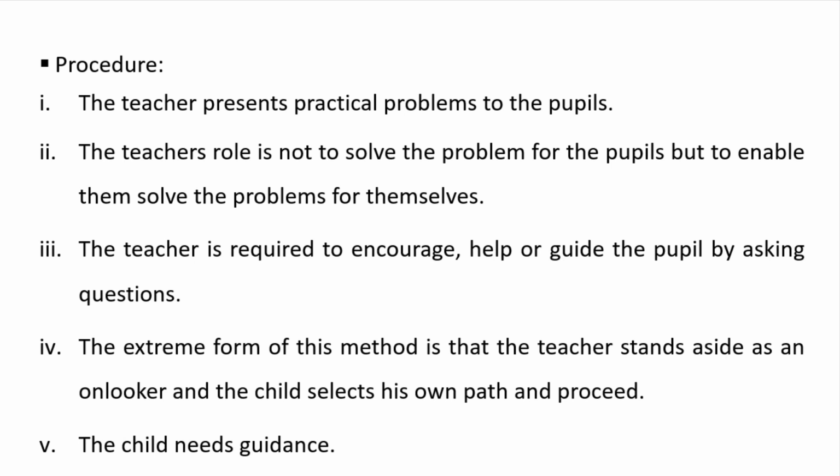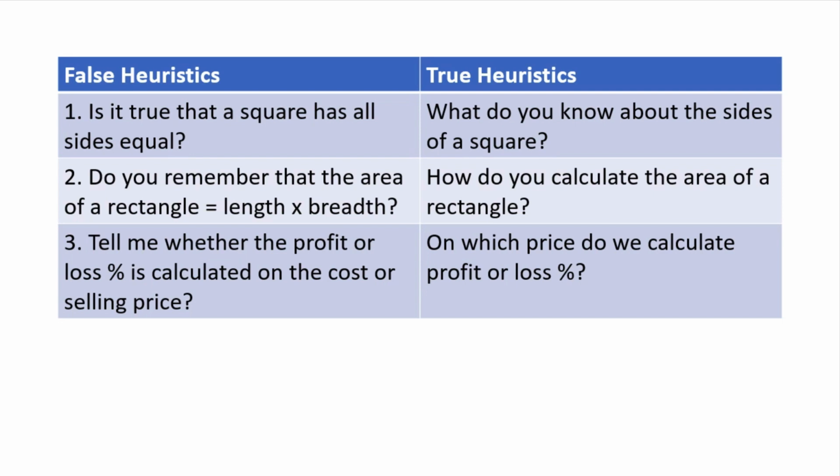The extreme form of this method is that the teacher stands aside as an onlooker and the child selects his own path. The child needs guidance in this method. Then there are certain things you should know: false heuristic and true heuristic.